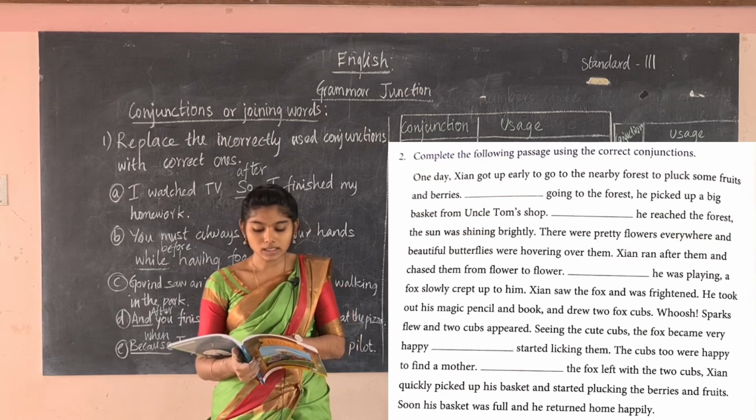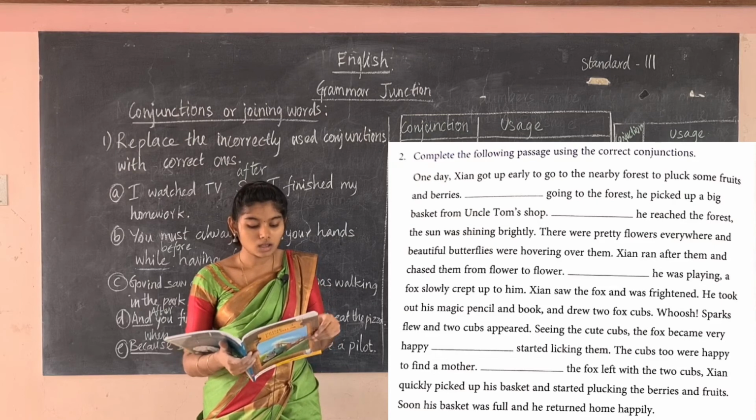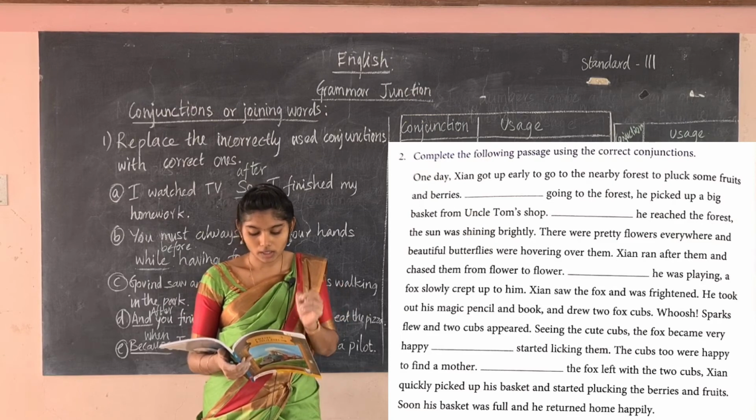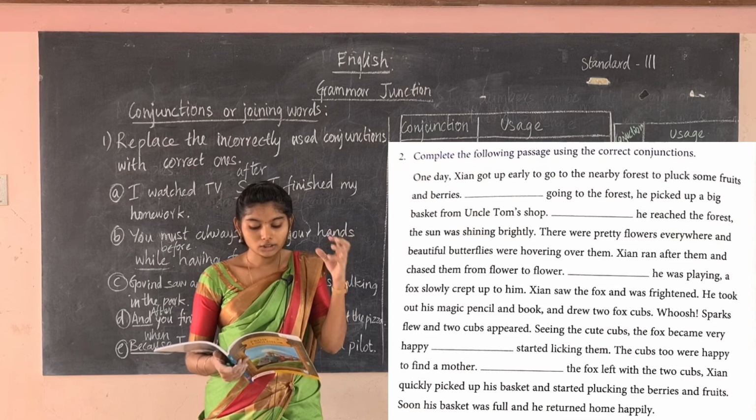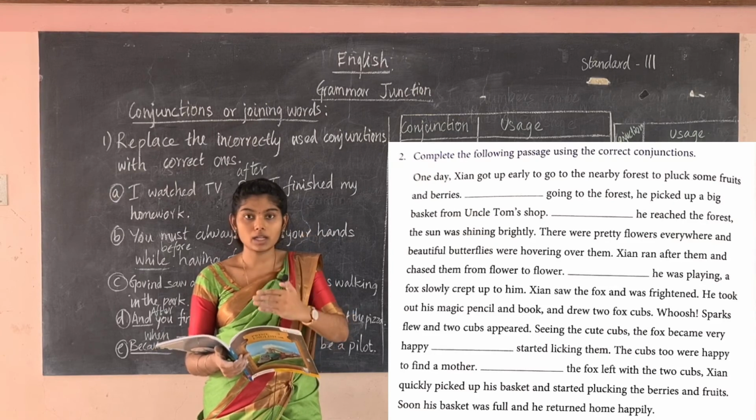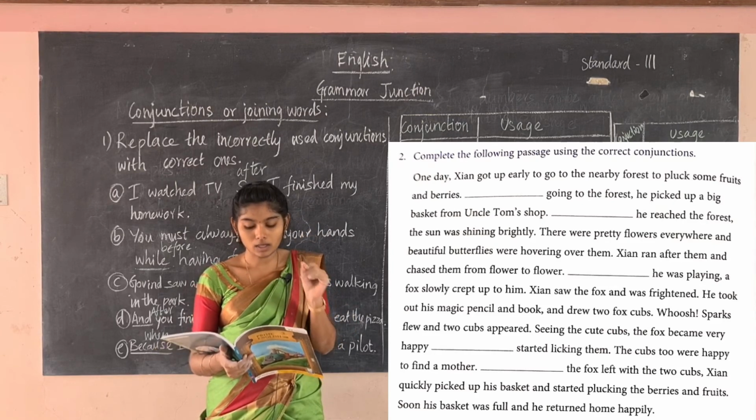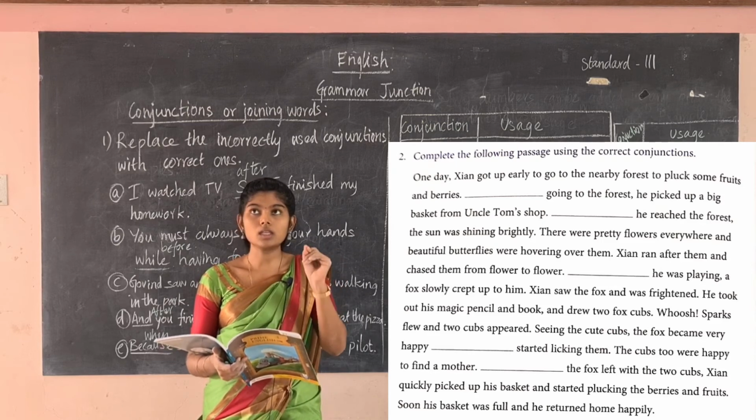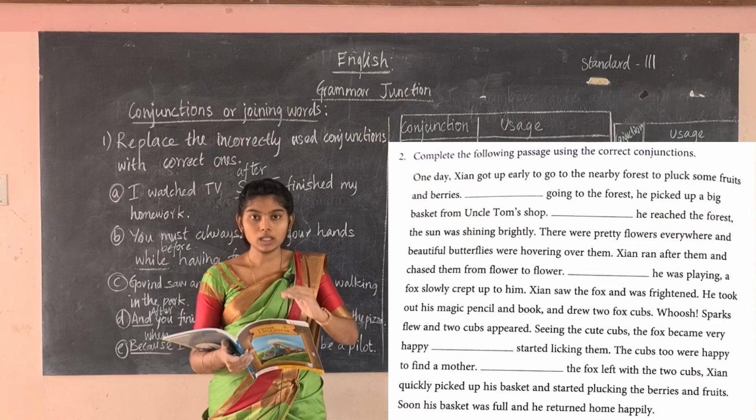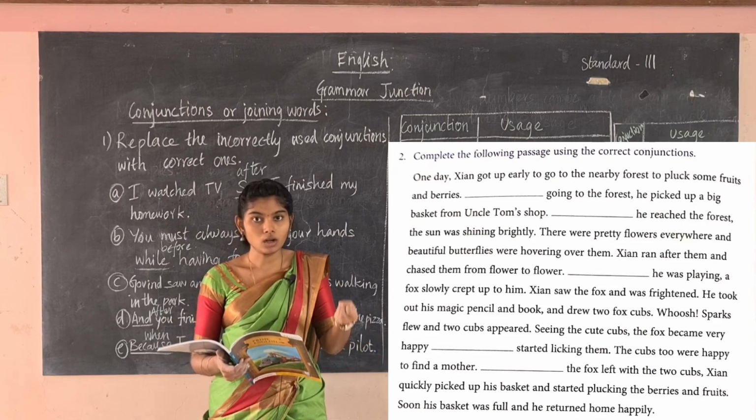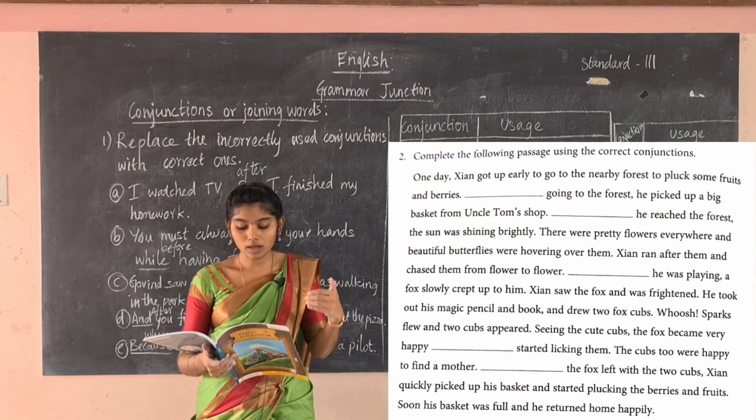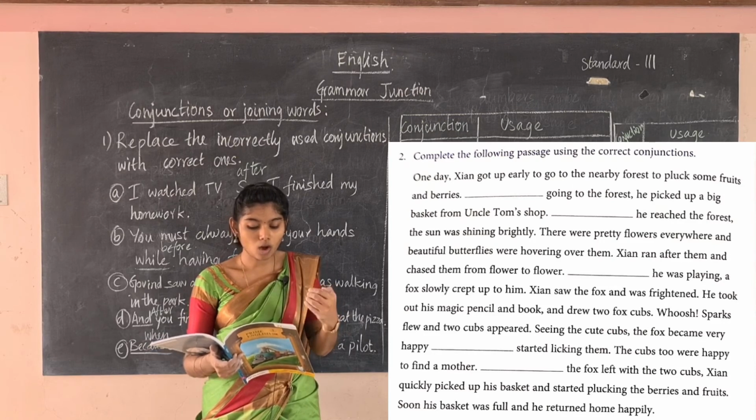And then the next one is: he reached the forest. The sun was shining brightly. So what is given there? He reached the forest, the sun was shining brightly. So what will be there? When he reached the forest. When means it is representing the timing. So he carried the basket before going to the forest, and after that he reached there. So you will use: when he reached the forest, the sun was shining brightly.